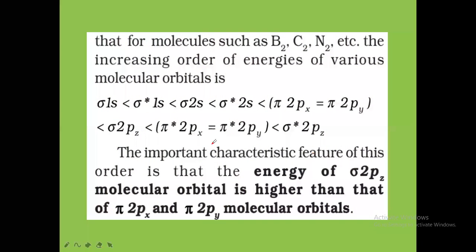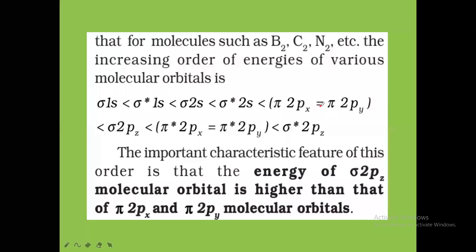Now, this is the order of what? Molecular orbitals. For molecules such as B2, C2, N2, we get sigma 1s less than sigma star 1s less than sigma 2s less than sigma star 2s less than pi 2px equals pi 2py less than sigma 2pz less than pi star 2px equals pi star 2py less than sigma star 2pz. In this order, why is the equals symbol used here?